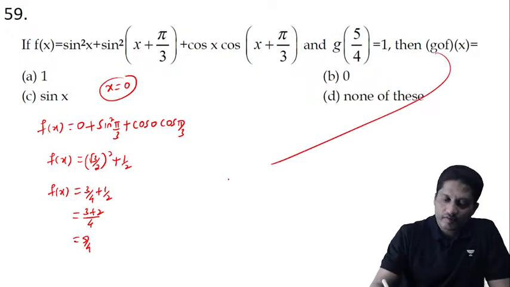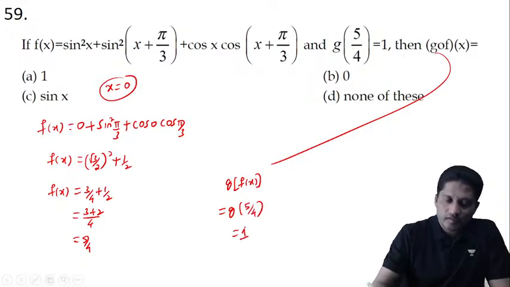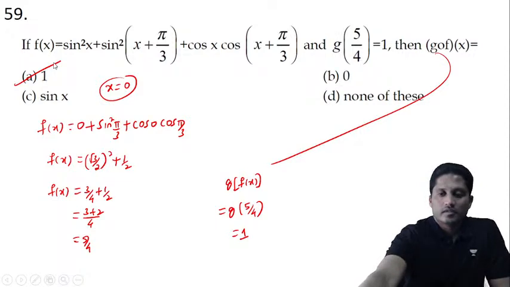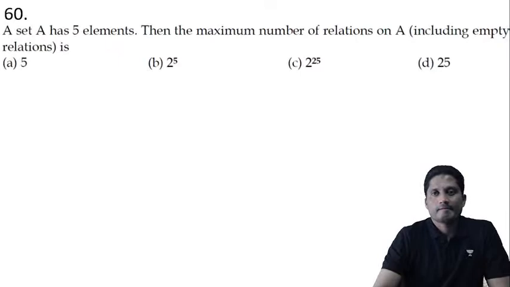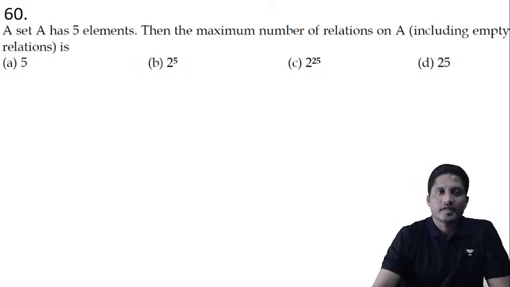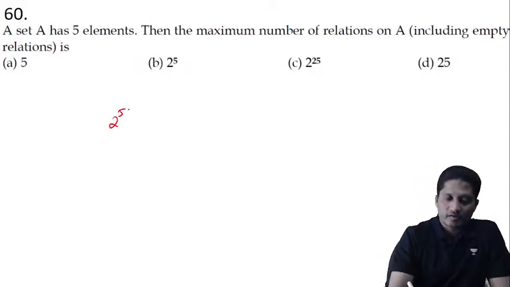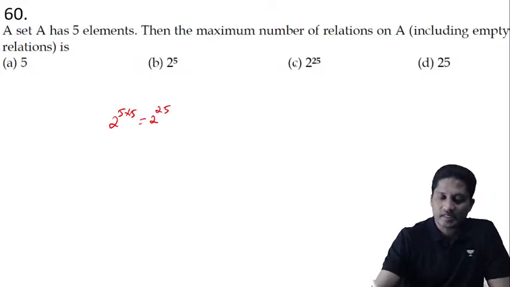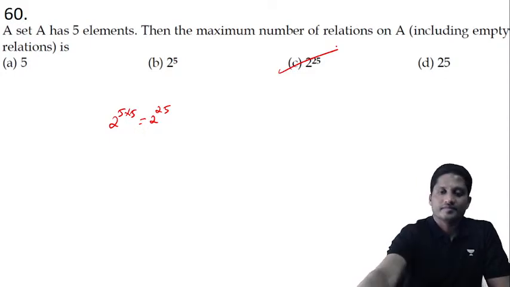Now g circle f of x is equal to g of f of x. So g of f of x is g of 5 by 4, which will be equal to 1. Answer is option A. Right? Question number 60. If a set A has 5 elements, the maximum number of relations including the empty set. Total number of relations is 2 power mn, so 2 power 5 into 5, which is 2 power 25, including the null set, including the empty set. 2 power 25.